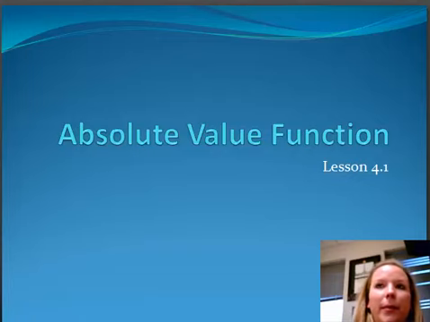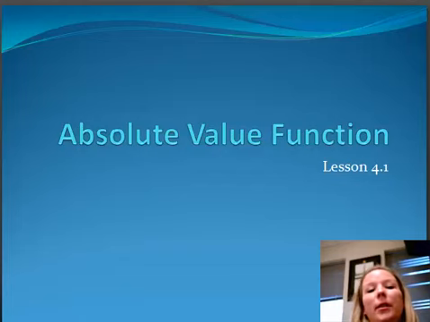Alright, so last week we learned about parent functions, and this week we're going to learn about one specific one, and that's the absolute value function. So we already know that the shape of the absolute value function is a V. So today we're going to talk about how to come up with the equation from a table and how we can come up with the equation from a graph.